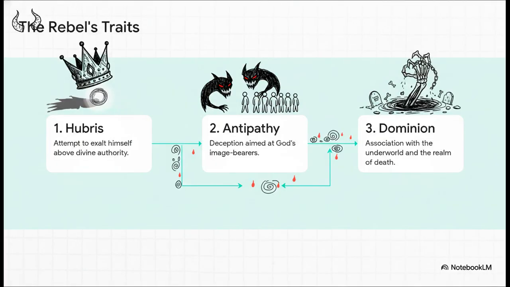And across this entire evolution, there are three defining traits that really crystallize and stay constant. First, a deep-seated pride against God. Second, a relentless hostility toward humanity. And third, and this is key, a fundamental connection to the realm of death. You could say this is the devil's core DNA.